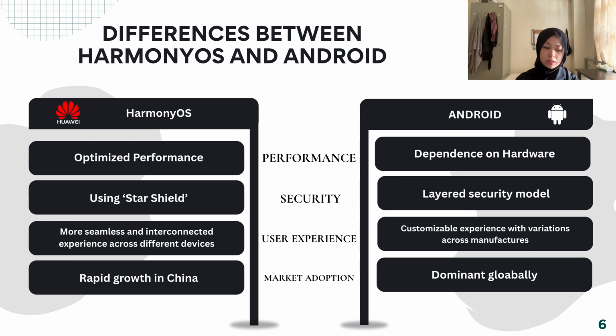While Android is a customizable experience with variations across manufacturers, where it has more custom options, but the look or the experience depends on the brand itself. For the market adoption between HarmonyOS and Android in 2025, HarmonyOS has rapid growth in China with 8 to 9%, while Android is still dominant globally with 70 to 72% worldwide.